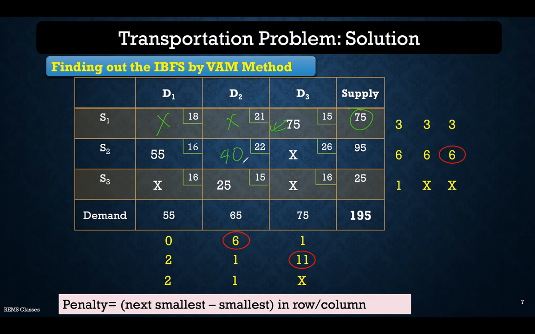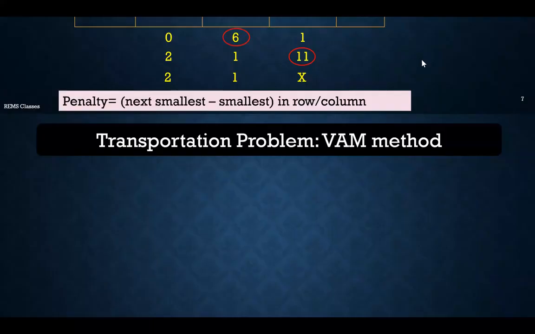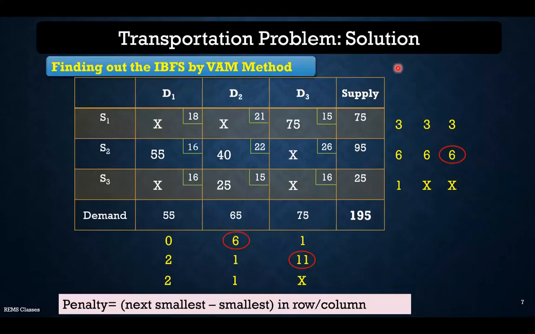So like this, we are allocating the cells by making use of Vogel's approximation method. In the same way, we have different steps. What are the steps we have followed? We will list those steps over here. So these are the steps we have followed in this case.